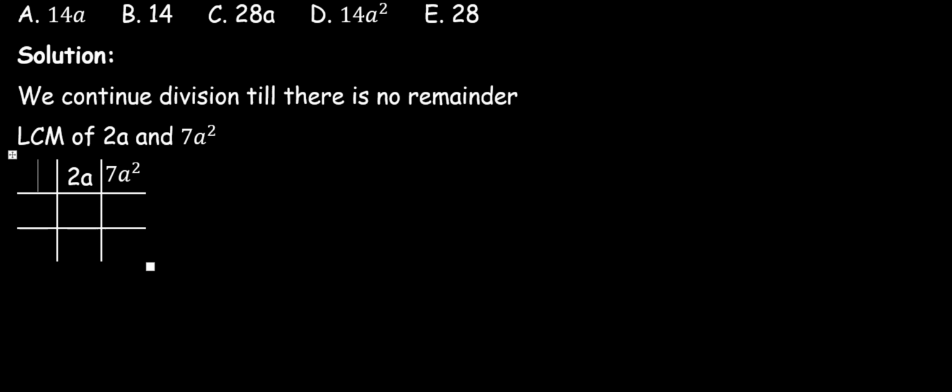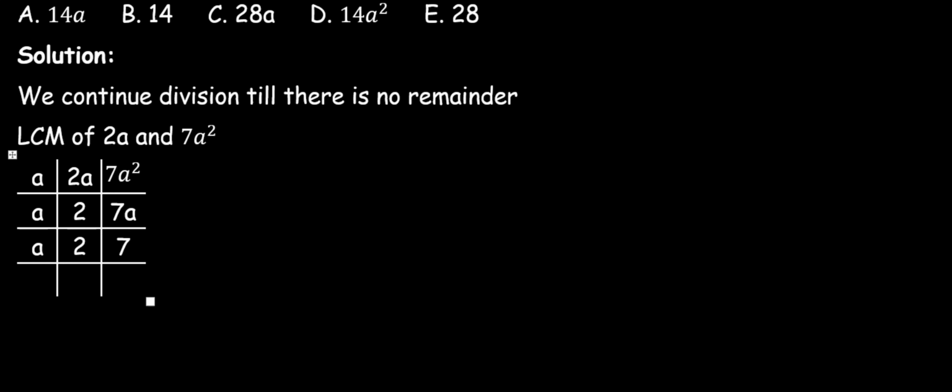Starting with the alphabet, because a can be used. When you divide 2a by a, you will be left with 2. And when you divide 7a² by a, the power of a² will reduce to 1, so we just write it as a there. So we have our value as 7a. a can still divide through. a divide 2 cannot, we'll bring it down. a divide 7a, we'll be left with 7.